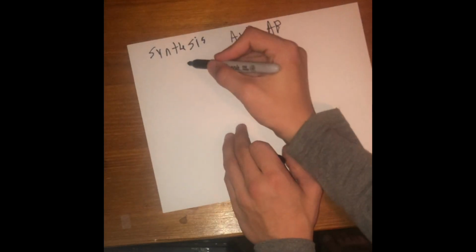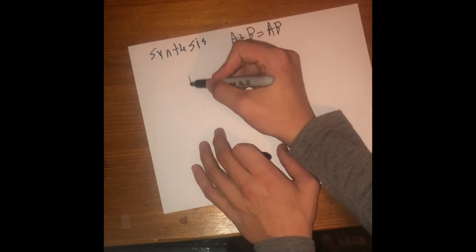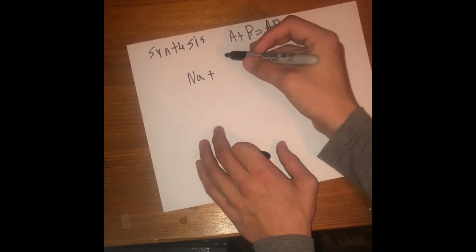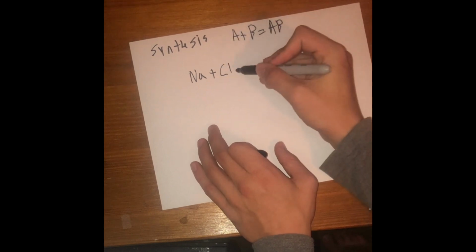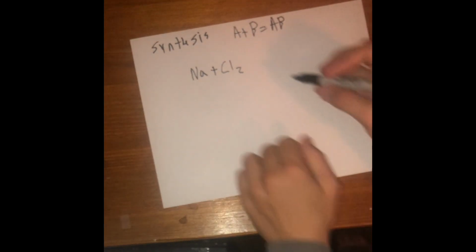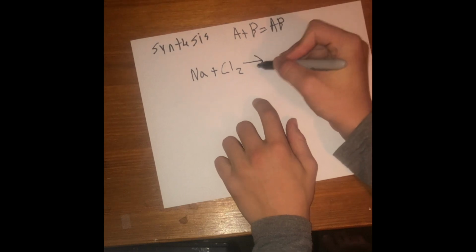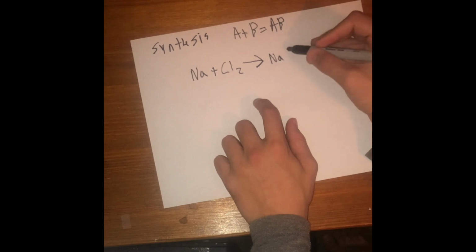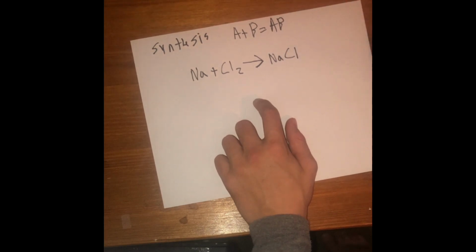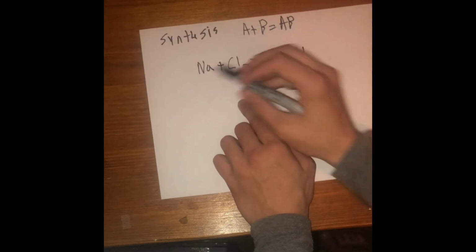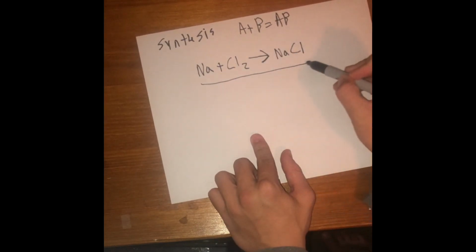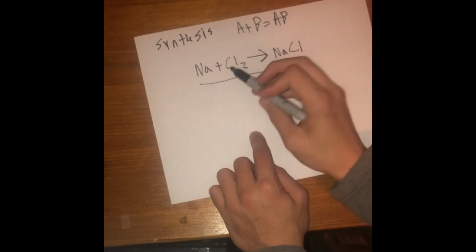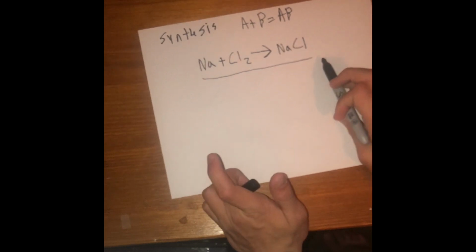So, as an example, we can get sodium, which is Na, plus chlorine, which would be Cl2, would equal, not really equal, but would create combined sodium chloride. So this is a great example of what a synthesis reaction will look like, but in following the rules to get this to be balanced, we've got to balance it.